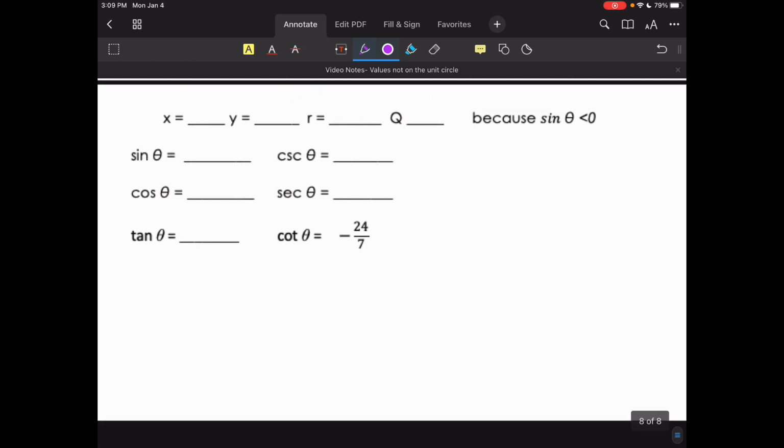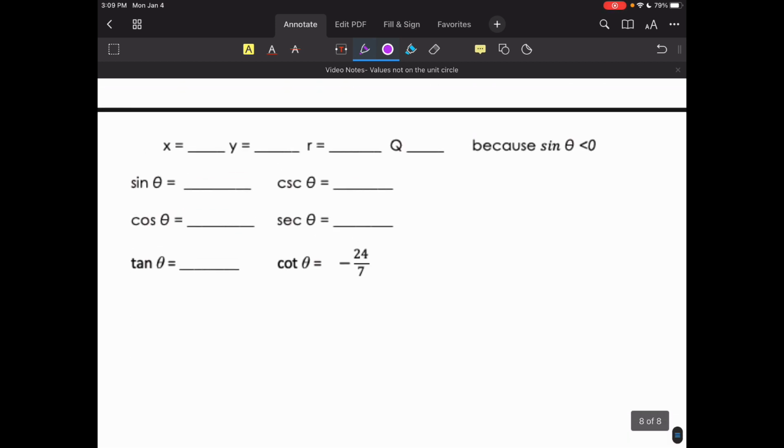Okay. So again, here's another one, very similar. This time it gives you cotangent, and that sine is less than 0. Okay, so identify the pieces it gives you. Take into account what sine less than 0 means. Okay, that tells you something about your y values. Set up your triangle, find the missing piece, and then find your remaining trig functions. Again, practice that if you want, and check out the answer key to make sure you got it correct.